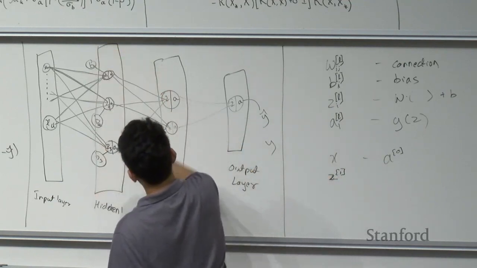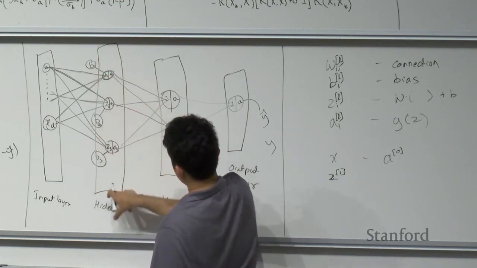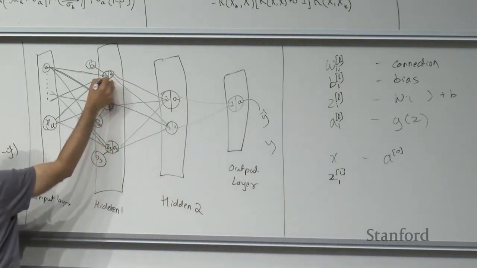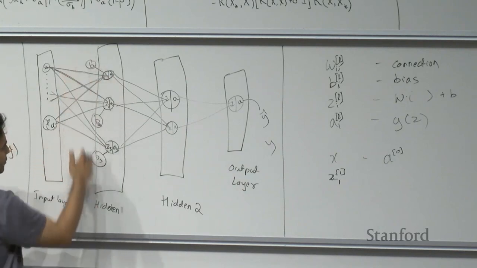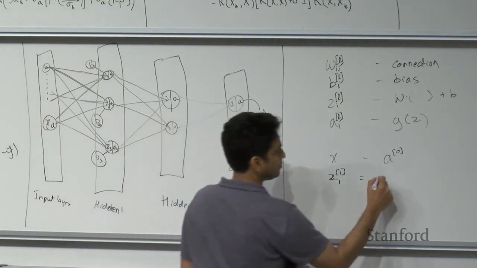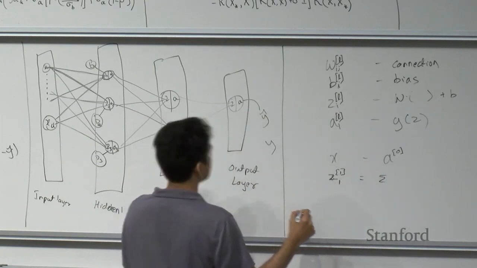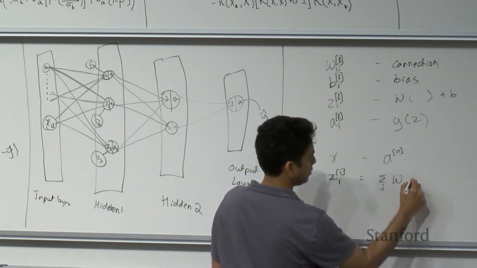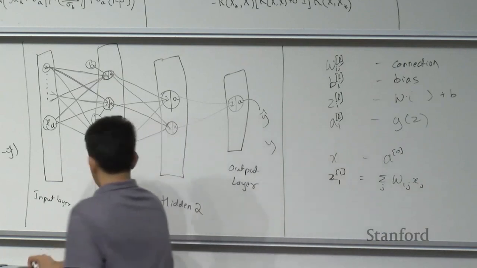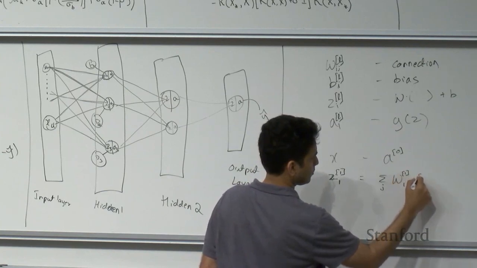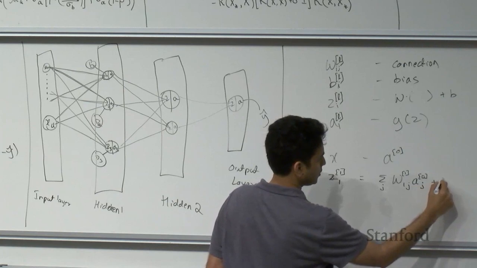Z1, Z superscript square bracket 1, refers to this Z vector. And in that, let's consider Z11. In the Z vector of the first layer, the first element of that vector will be the sum over J of W1J times XJ, plus b1.